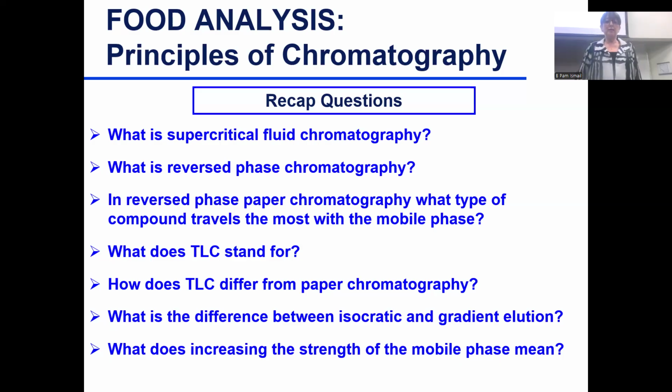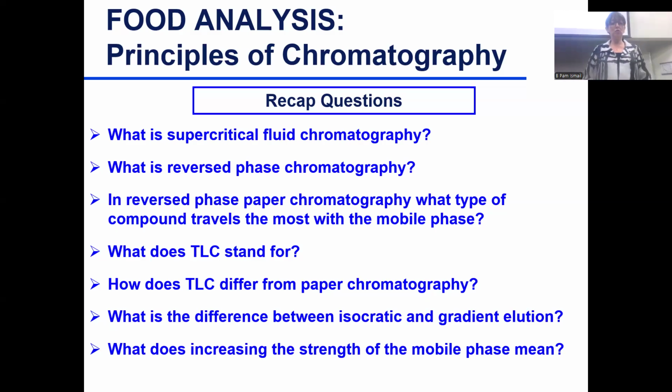What is reversed phase chromatography? What is the stationary phase, and what's the mobile phase? Polar, nonpolar? The stationary phase is nonpolar, and the mobile phase is polar. The only reason it's called reversed phase is that it was discovered or used after normal phase, where the stationary phase is polar and the mobile phase is nonpolar. So one is called normal and the other reversed only because one came before the other. It is reversed to the normal phase.